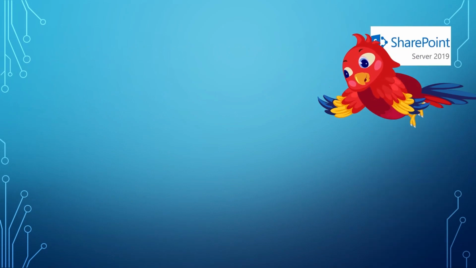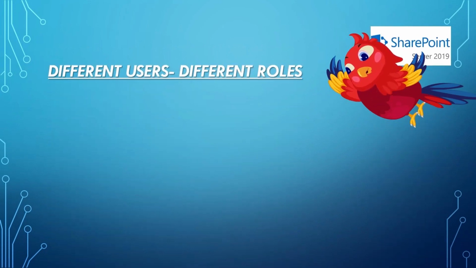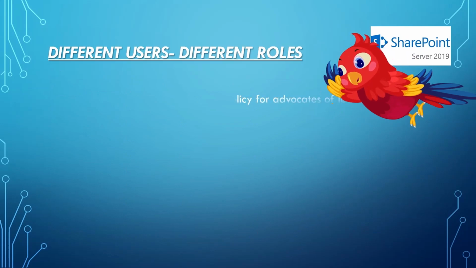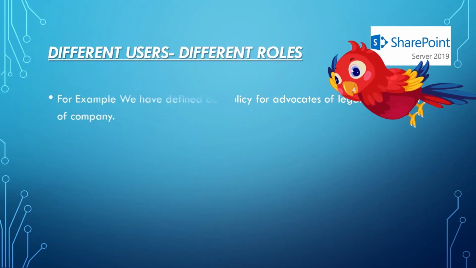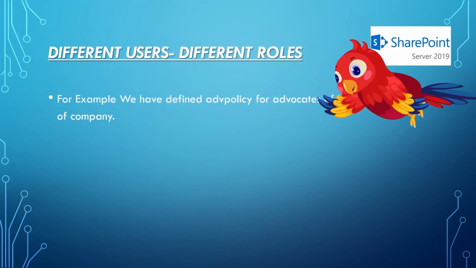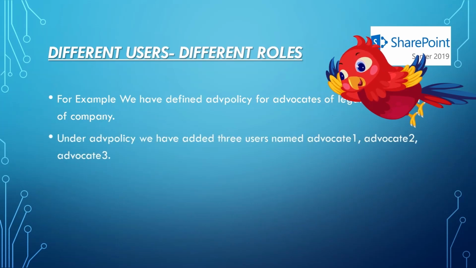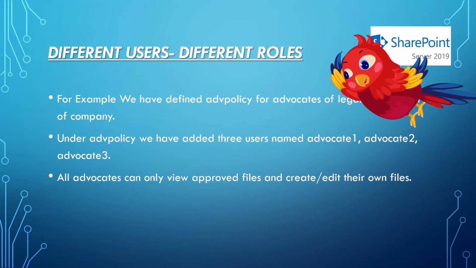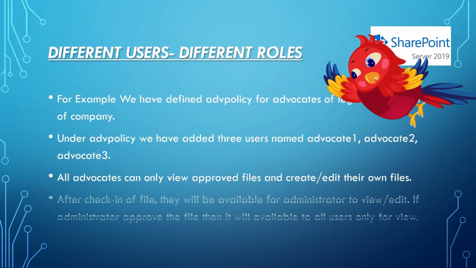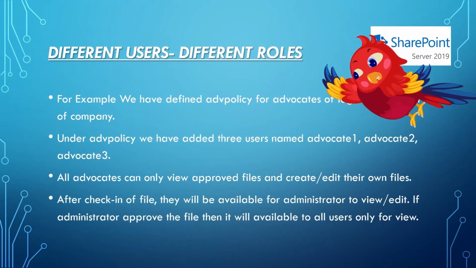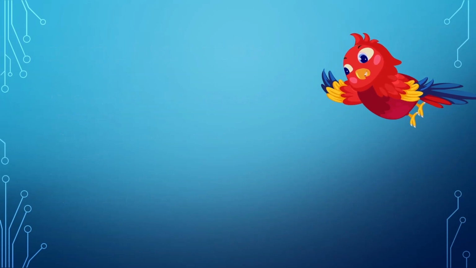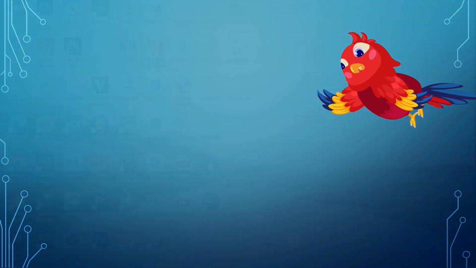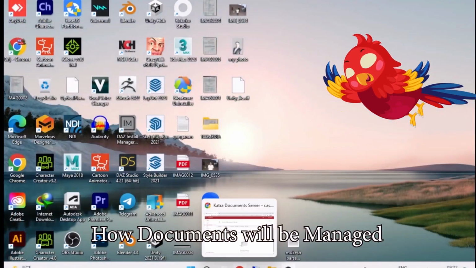Now we come to the section on rights of users and how different users have different roles. For example, we have defined an Adv policy for advocates of the legal department of a company. Under the Adv policy we have added 3 users named Advocate 1, Advocate 2, Advocate 3. All advocates can only view approved files and create or edit their own files. After check-in of a file, it will be available for the administrator to view or edit. If the administrator approves the file, then it will be available to all users for view only.